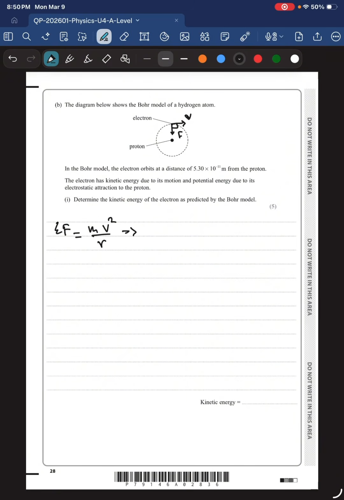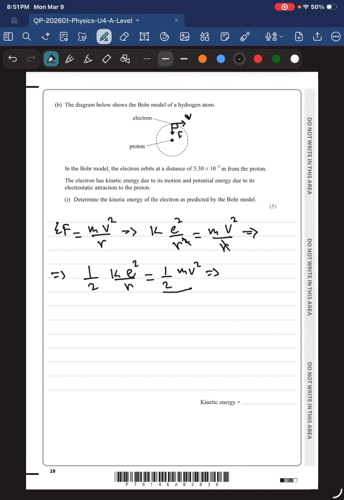And what is this force? It's the Coulomb force. K times e, the charge of the proton, times e, the charge of the electron. So k e squared over r squared is equal to mv squared over r. So the r's cancel. And we need the kinetic energy, so we can multiply by 1/2. So 1/2 k e squared over r is equal to 1/2 mv squared. So that's the kinetic energy, right?